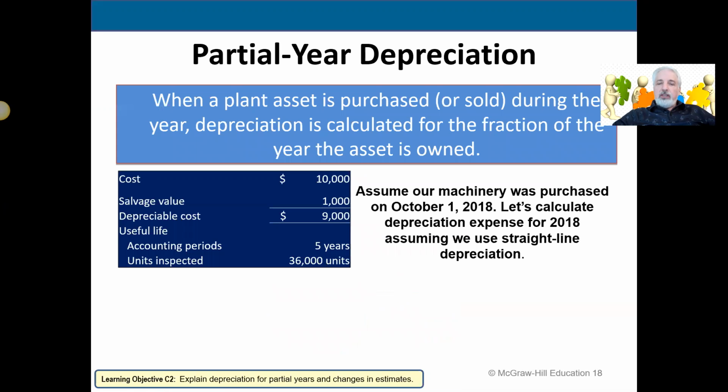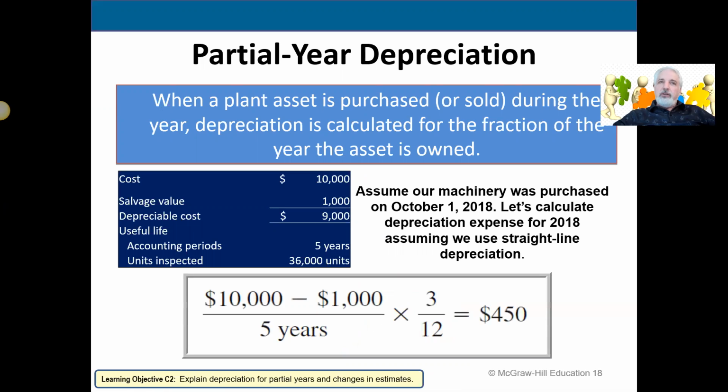Partial year, I just mentioned that if you acquired an asset July 1, you will take a half year's depreciation. This one asset was acquired October 1st. Count on your fingers. October, November, December. That's 3/12. That's 3 months. That's a quarter of a year. So our first year, we're going to take 10,000 minus 1,000. That's 9 divided by 5, 1,800, and multiply that by 3/12, a quarter of a year.